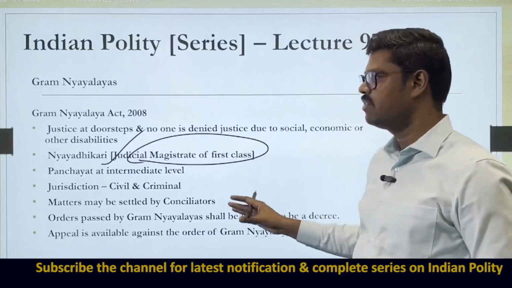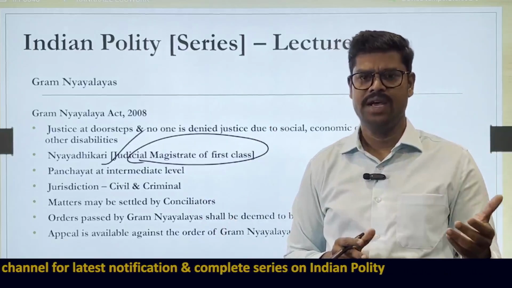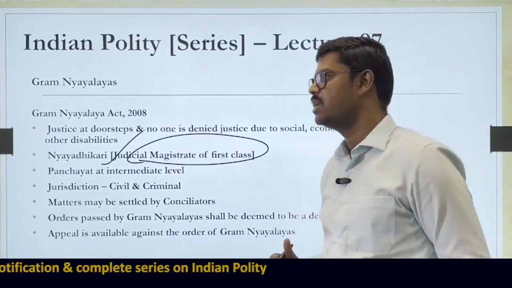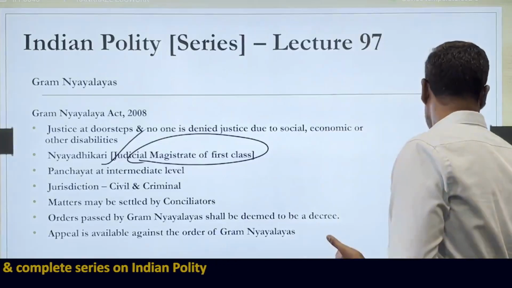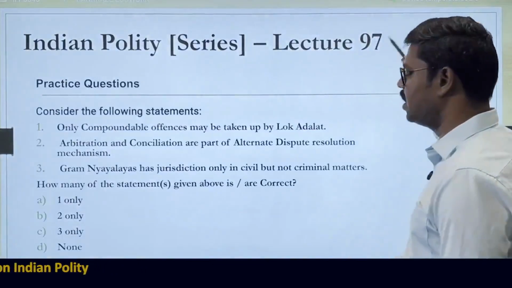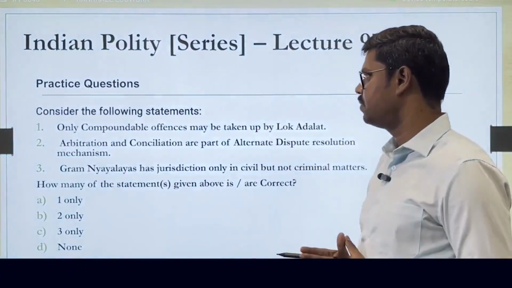But whereas in the case of Gram Nyayalaya, if an order is passed by the Gram Nyayadhikari and they are not happy with this particular order, they can make an appeal against the order of the Gram Nyayalaya or the order passed by the Gram Nyayadhikari. So, this is basically what you will have to understand. With that, we are coming to the end of this particular lecture.